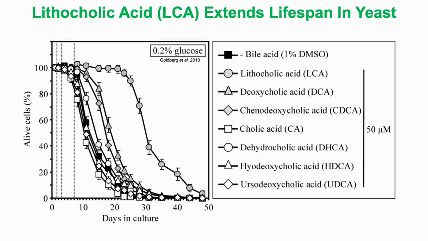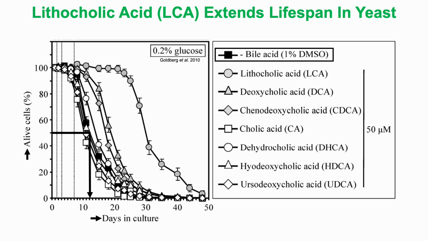So first, we can see that lithocholic acid extends lifespan in yeast. Here we're looking at the percentage of alive cells or alive yeast cells on the y-axis against days in culture. So these are yeast cells grown in cell culture. And when looking at the wild-type yeast, these yeast were not supplied with bile acids, so that's the black squares as shown there. And when looking at median survival, again, 50% survival, half the yeast cells have died, half are still alive. We can see that median survival for the wild-type non-bile acid supplemented yeast was 12 days.